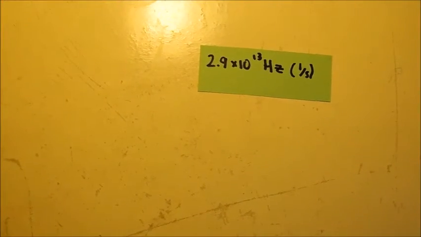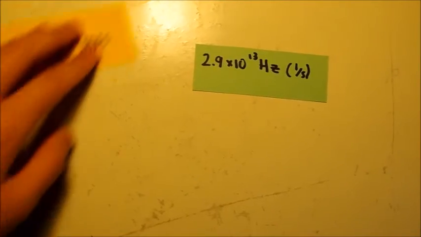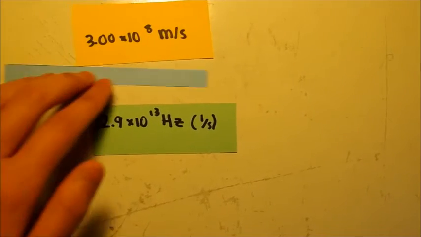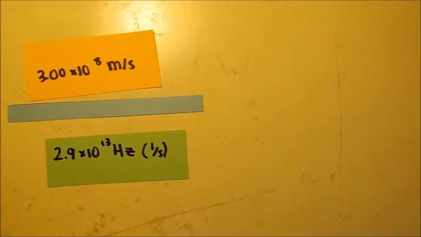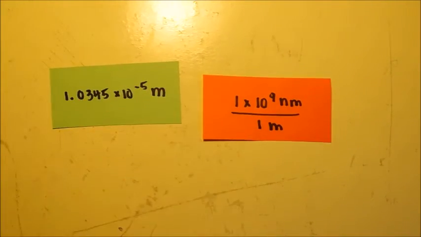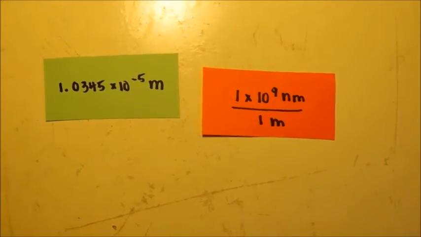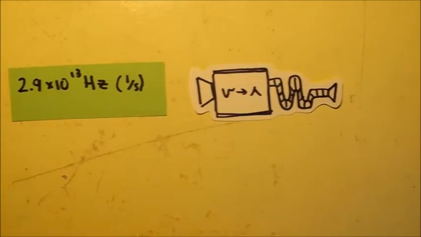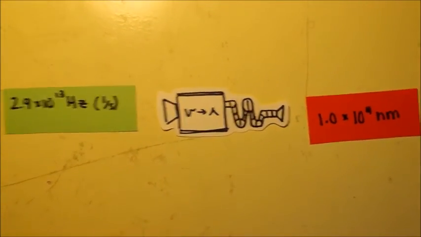So plug in all that fun stuff, and you would do 3.00 times 10 to the 8th meters per second divided by 2.9 times 10 to the 13th 1 per second. You would be left over with 1.0345 times 10 to the negative 5th meters. But wavelength is generally in nanometers, so we need to convert from meters to nanometers. There are 1 times 10 to the 9th nanometers in 1 meter, so we need to use this conversion. And there you have it, 1.0 times 10 to the 4th nanometers. These equations are basically plugging and chugging, so you just need to know the formulas and be consistent in the units of measurement.